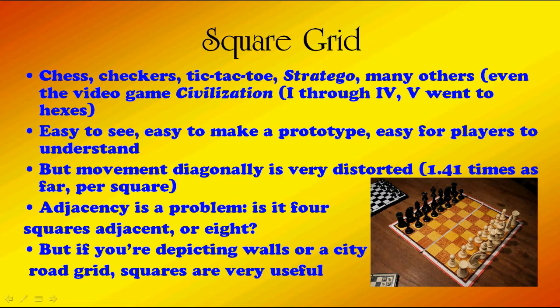Adjacency is also a problem. Is it just the 4 squares that are adjacent, the orthogonal squares? Or is it all 8, the orthogonal and the diagonal? Now, if you're depicting walls like in a dungeon, or roads as in a city, squares are very useful because they're straight, as opposed to the other common grid, which is hexagons, which is not straight.